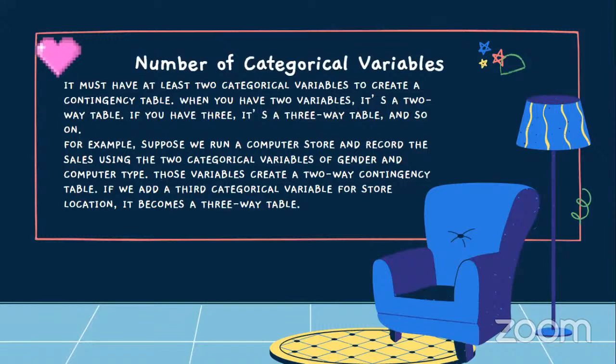Number of categorical variables. You must have at least two categorical variables to create a contingency table. When you have two variables, it's a two-way table. If you have three, it's a three-way table, and so on. For example, suppose we run a computer store and record the sales using the two categorical variables of gender and computer type. Those variables create a two-way contingency table. If we add a third categorical variable for store location, it becomes a three-way table.